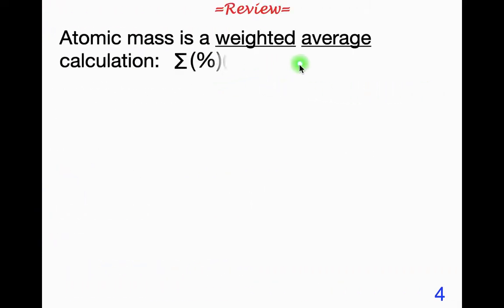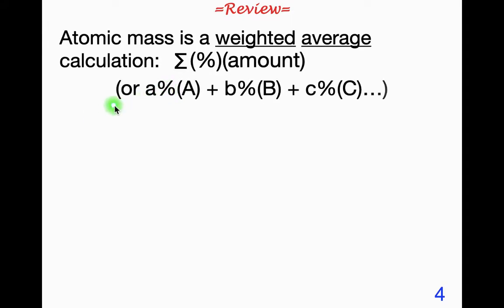Atomic mass is a weighted average calculation. Now, last year you saw it written like this, which is kind of a more expanded way of looking at it. And it just means that you're going to take the percent of something times the amount that you're interested in, percent times amount. This is just a cleaner way of representing that. If you haven't seen this symbol before, this is the Greek letter sigma, which means to sum. And so percent times amount, on and on, depending upon how many different percentages you have.